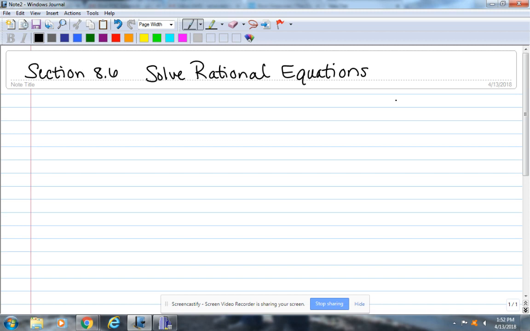So yesterday we simplified, multiplied, and divided rational expressions. And remember that a rational expression is just a fraction with variables in it. Okay? Sometimes they're monomials, sometimes they're polynomials, but a rational expression is just a fraction with variables. So today we're going to solve rational equations. So they're just fractions with variables. And we're going to start with the simple ones like this.